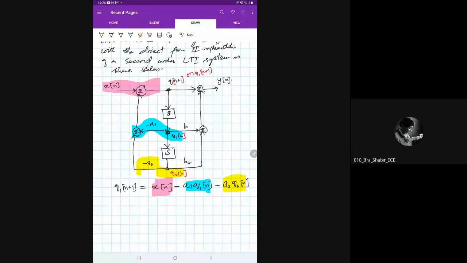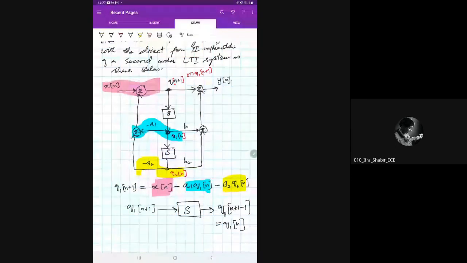ठीक है, why? Because q1n+1 को जब आप शिफ्ट ऑपरेशन करेंगे, तो it will become q1 of n+1 minus 1. Okay, so that is equal to q1 of n. So that is why I said that this is q1 of n+1. जब q1 n+1 को शिफ्ट ऑपरेशन करेंगे, it will become q1 of n.